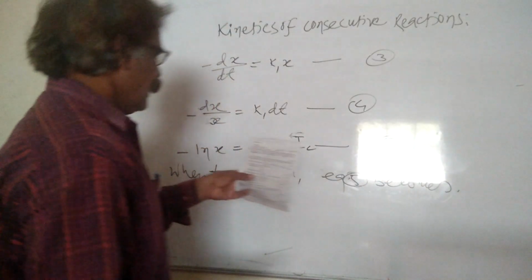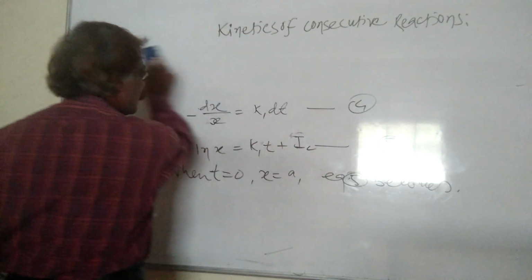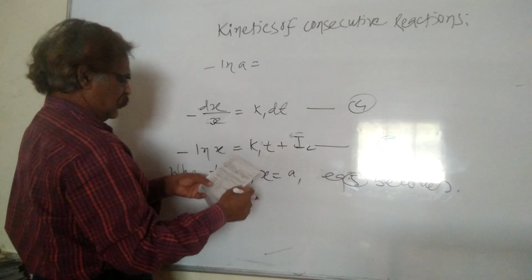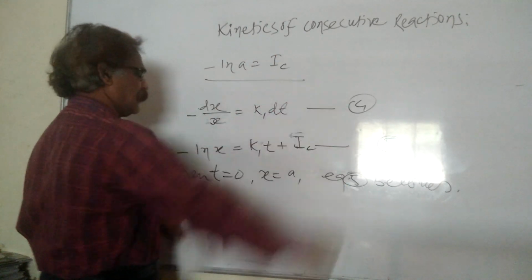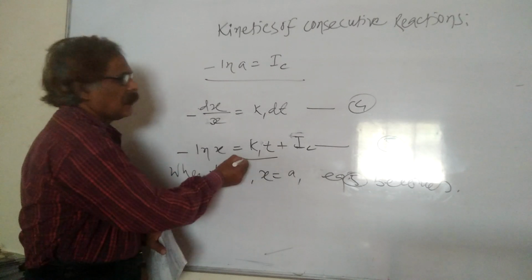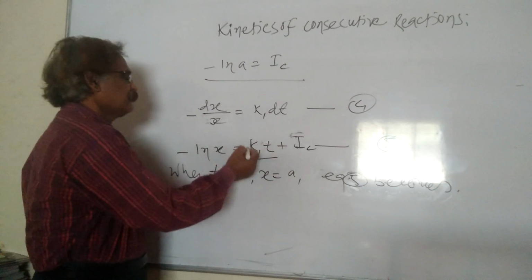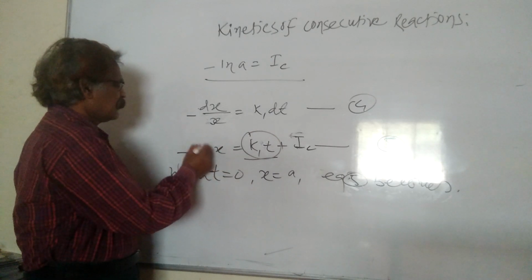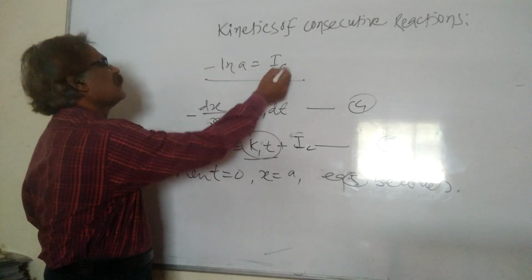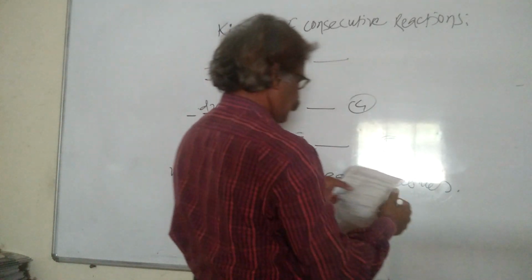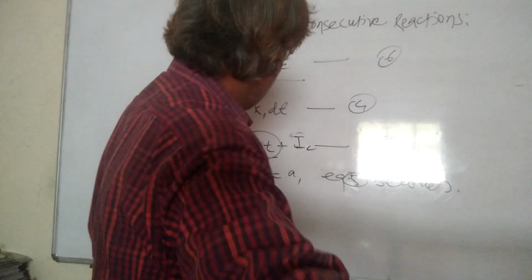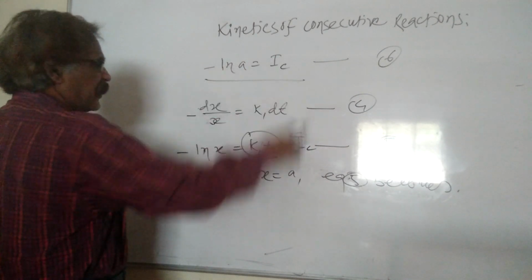becomes minus natural logarithm of a is equal to IC. So when we substitute t is equal to 0, 0 into k1 becomes 0, and x is equal to a, so obviously we get minus natural logarithm of a is equal to IC. And let's suppose this is equation number 6. So in other words, integration constant IC is equal to minus natural logarithm of a.